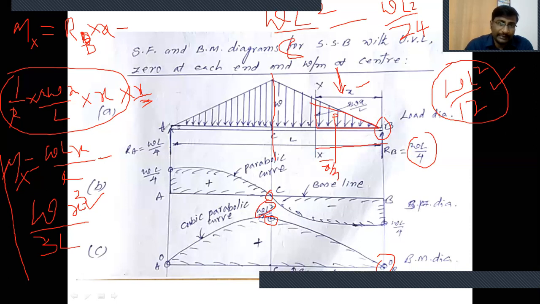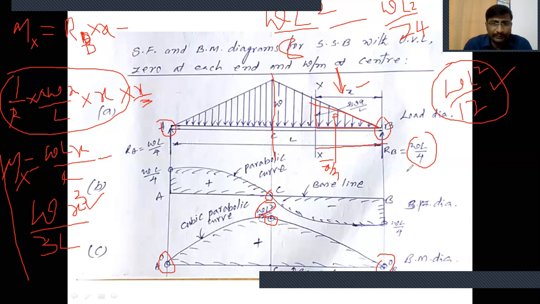Again, it is similar to BC and the portion AC also. AC is the same as BC. Therefore, the bending moment at point A is also 0. So bending moment at the supports in a simply supported beam is always 0. You have to remember that.